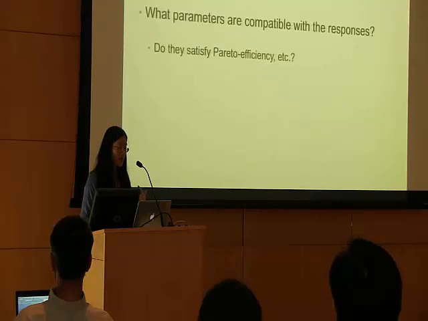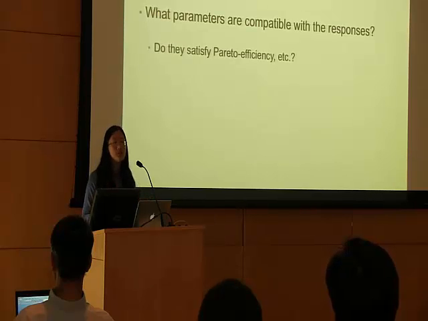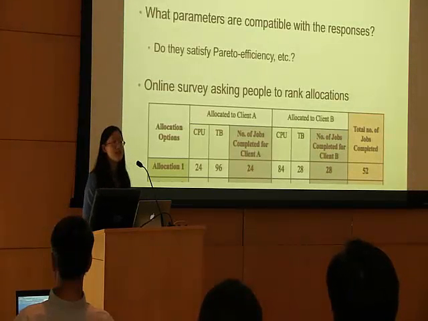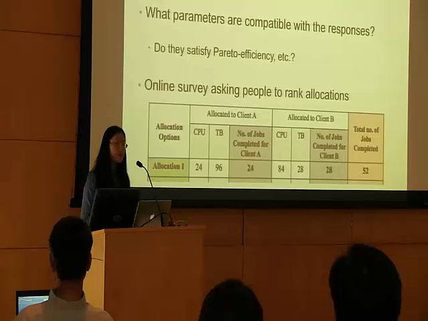There were two questions that we wanted to address here. One is, do users agree with each other? Do they hold similar views on fairness? And the other is, can we find parameters in our theory that correspond to users' views of fairness? The way we went about addressing these questions is by conducting an online survey.